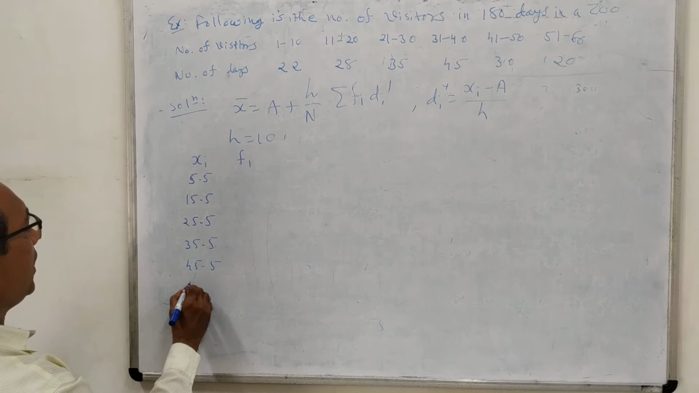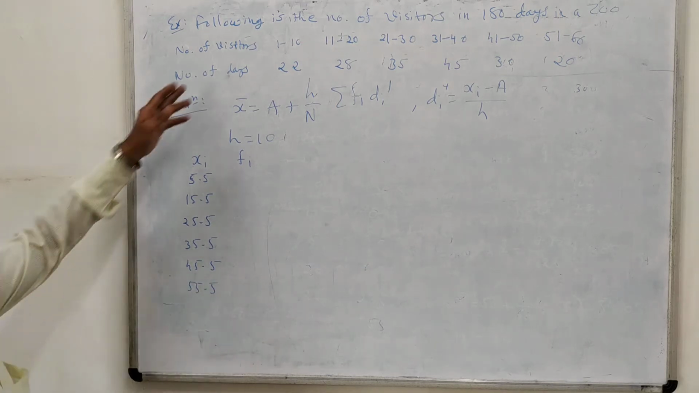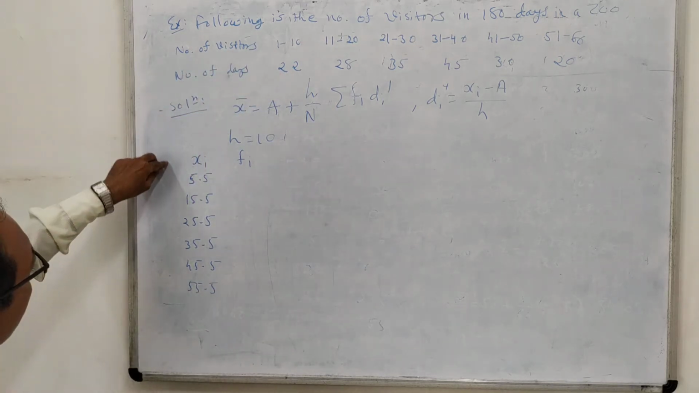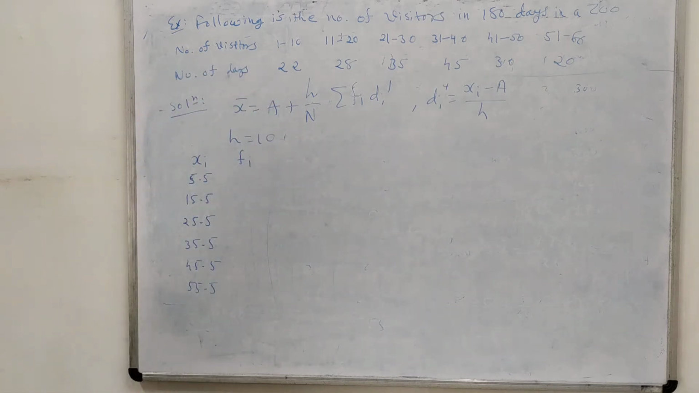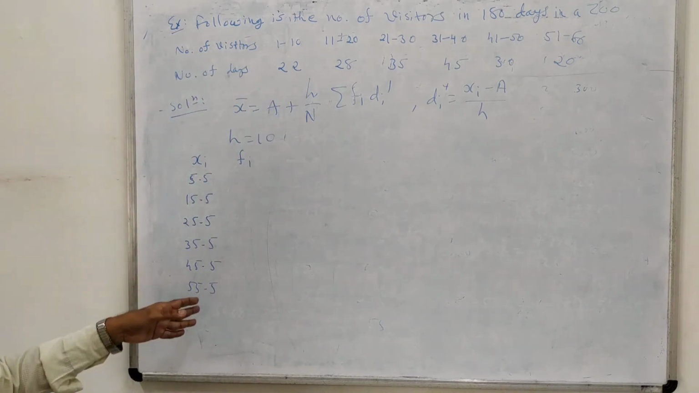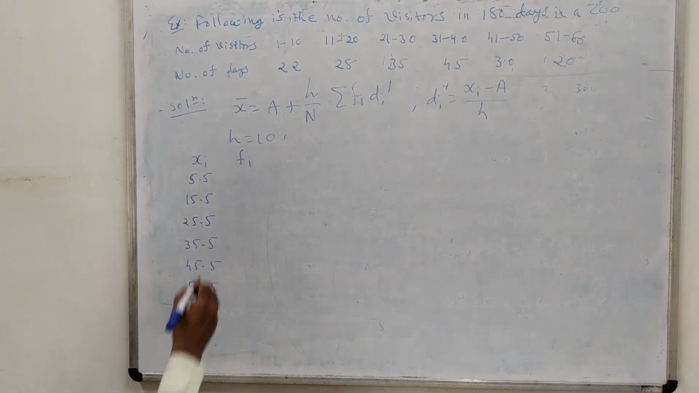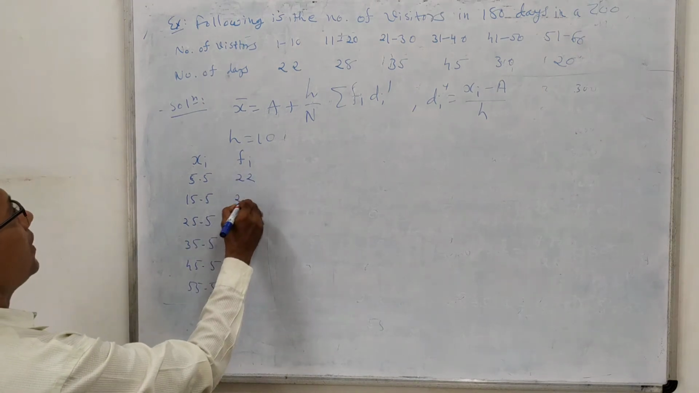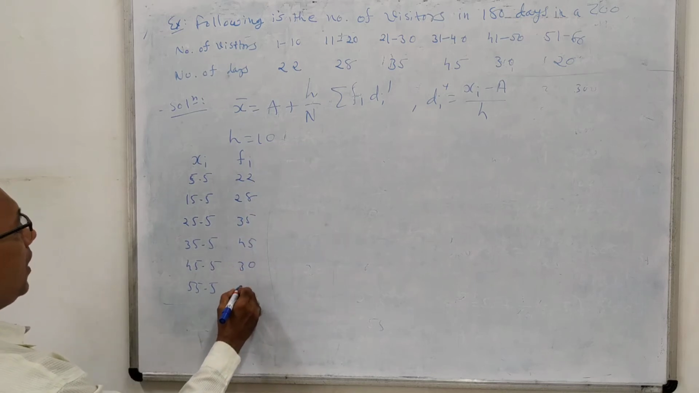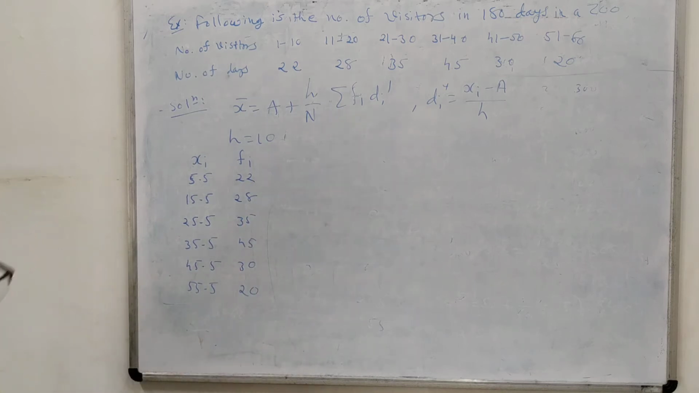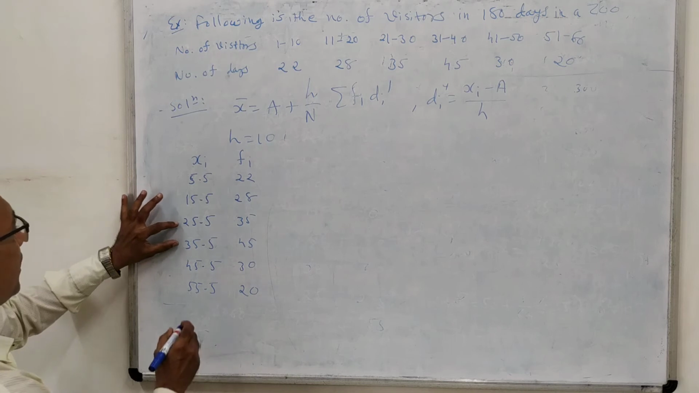45.5, and 55.5. If you want, you can also write down the intervals in one column, but it is unnecessary because it will waste our time. And fi are given by 22, 28, 35, 45, 30 and 20. Among these values, we will assume any one value as capital A.